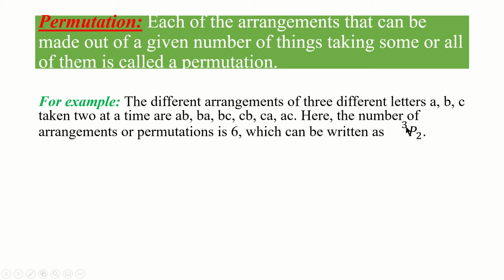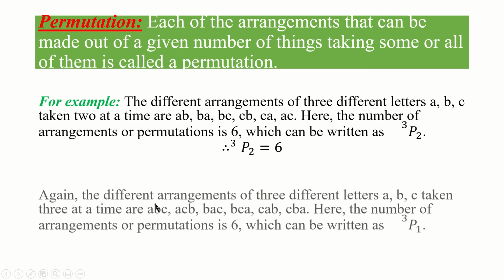3P2 means from three different things taken two, the number of permutations. That means 3 permutation 2. Okay, and we can write 3P2 equal to 6.